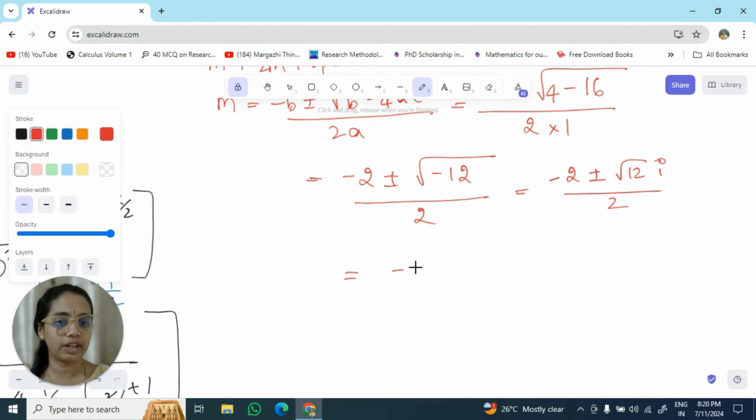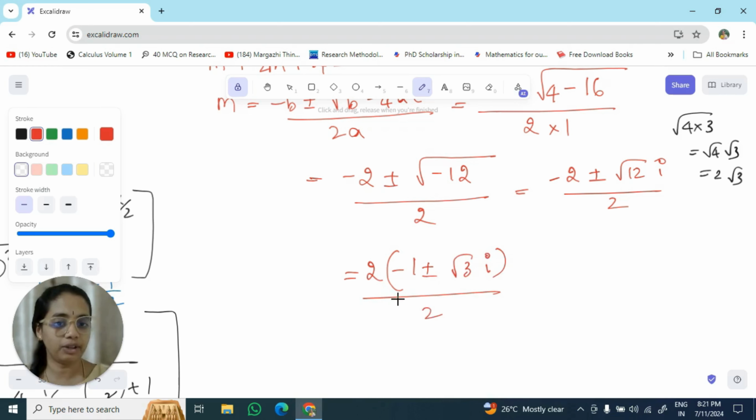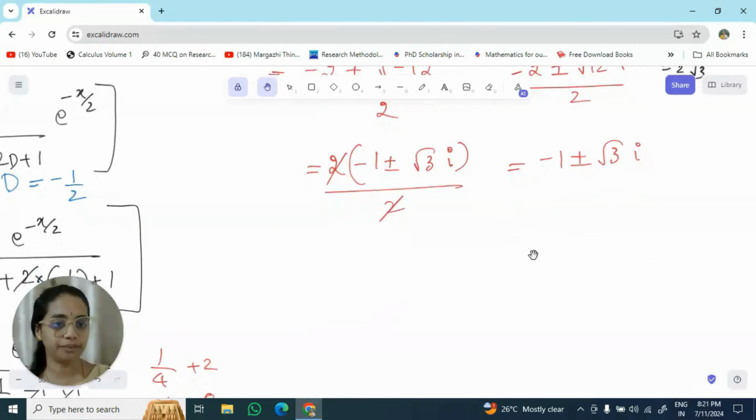Next, we can take 2 as common. We have 1 ± √12, and √12 can be written as √4 × √3, so you get 2√3. And we've taken that 2 as common, so we are left with √3 divided by 2. The 2 gets cancelled. So we are left with -1 ± √3 i.